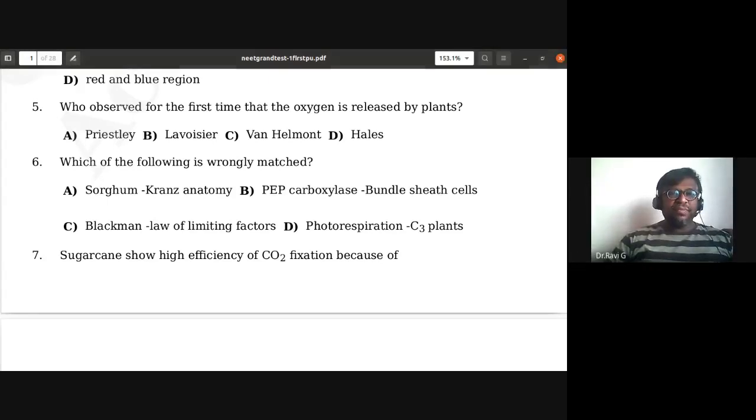Okay. Fifth one. Who observed for the first time that oxygen is released by plants? It is Priestley. Okay. So the answer is Priestley.